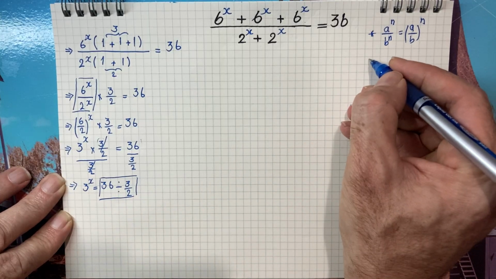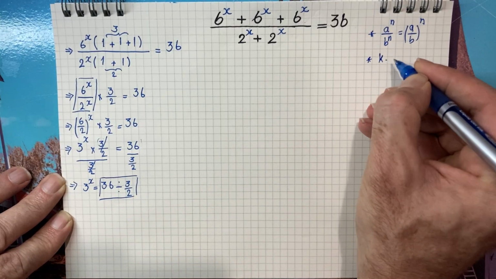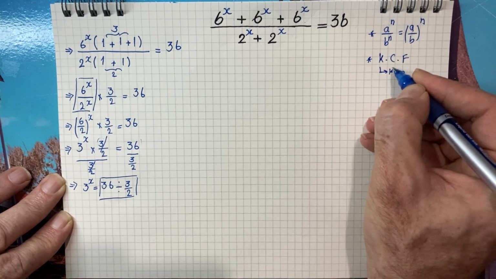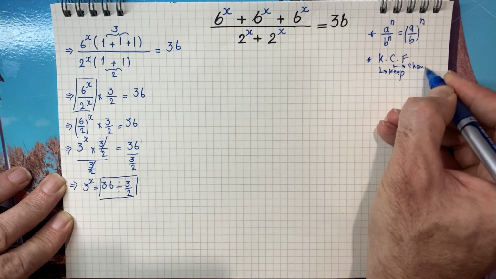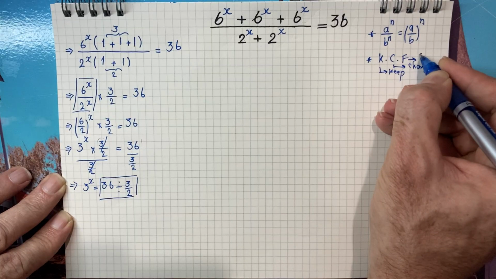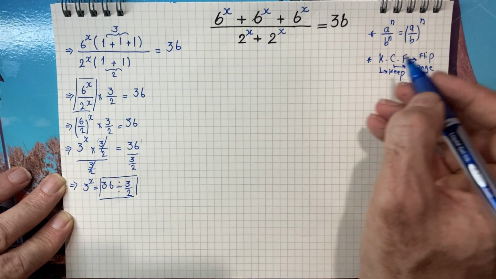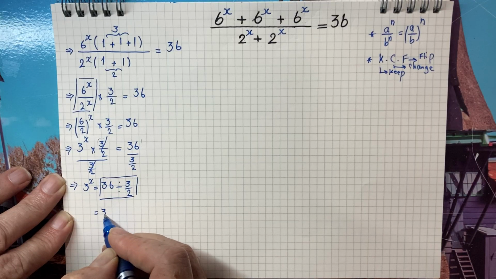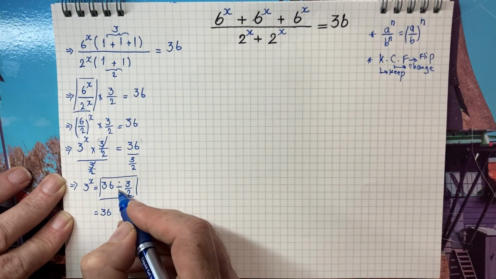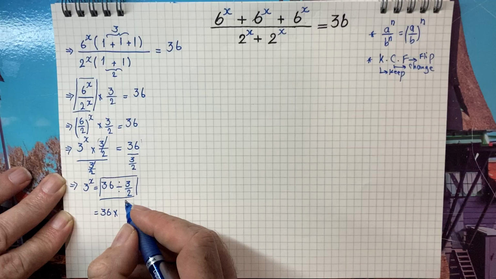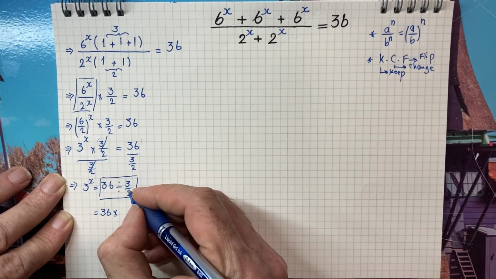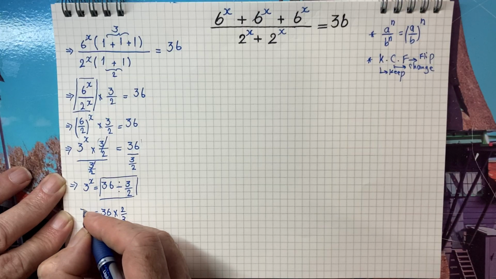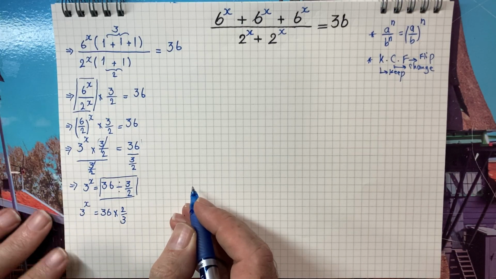Now we need to calculate 36 divided by 3 over 2. To do this, let's follow KCF. K stands for keep, C stands for change, and lastly F stands for flip, right? So K, keep the first number, so it is going to be 36. Change division into multiplication, and lastly flip the second fraction, so it is going to be 2 over 3, and on the left hand side we have 3 raised to the power of x, right?